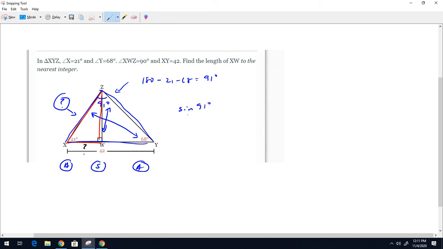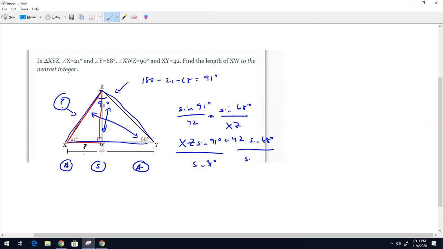Okay, so sine of 91 over the side I know of 42 equals sine of, and I'm going to use the 68 because I want to find its opposite side, XZ. XZ sine of 91 degrees equals 42 sine of 68 degrees. Divide by the sine of 91 degrees. XZ equals, and I'm going to type this in my graphing calculator, 42 sine of 68 divided by sine of 91. Okay.